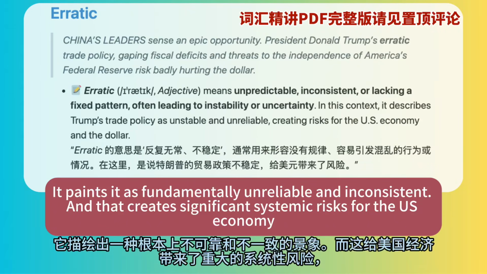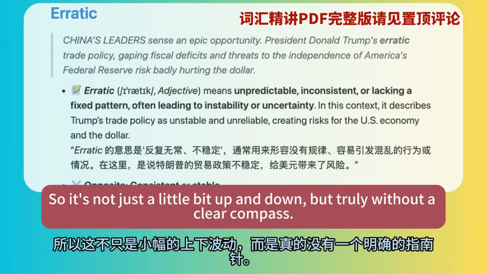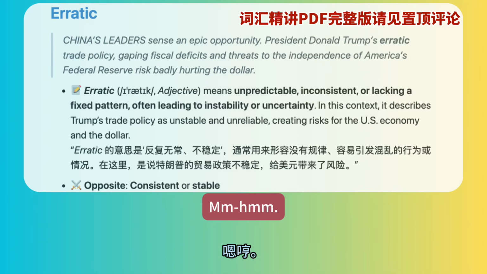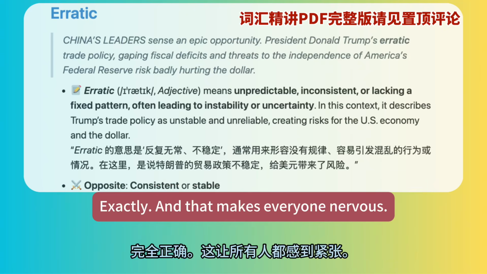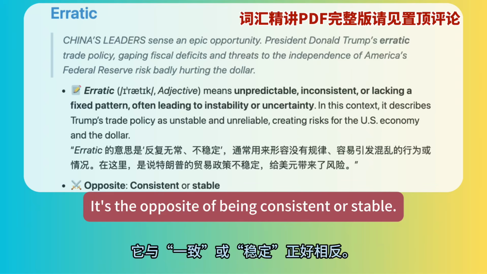And that creates significant systemic risks for the U.S. economy and, crucially, for the dollar's role globally. So it's not just a little bit up and down, but truly without a clear compass, right? Like that one driver we all know whose lane changes are, well, let's just say surprising. You never know what's coming next. Exactly, and that makes everyone nervous. Right. It's the opposite of being consistent or stable.